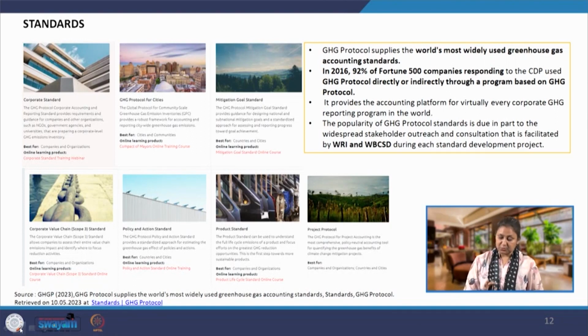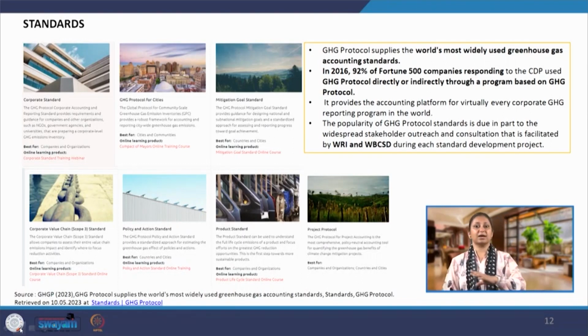And the last one is the project protocol. This is a protocol for project accounting, and it is one of the most comprehensive policy neutral accounting tools for quantifying the greenhouse gas benefits of climate change mitigation projects. So, today world over specific projects are being undertaken which are directly helping mitigate climate change or helping reduce greenhouse gas emissions.